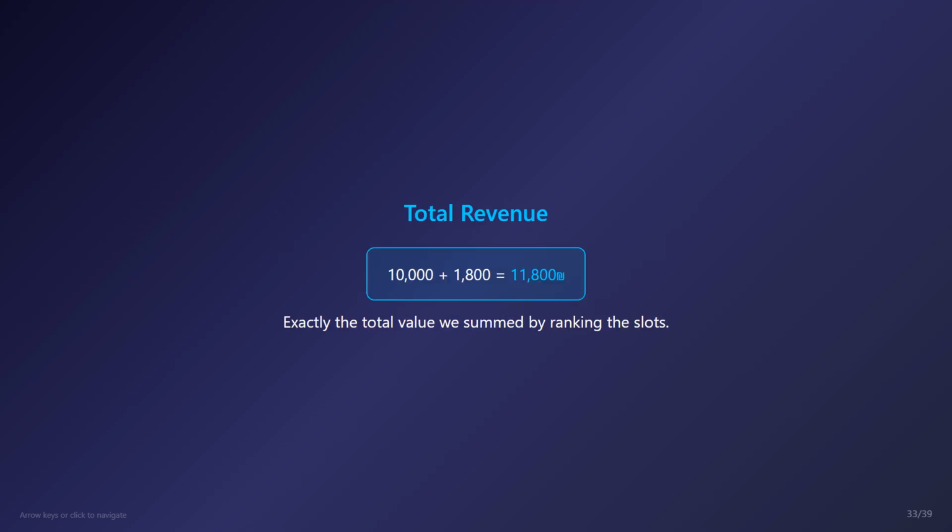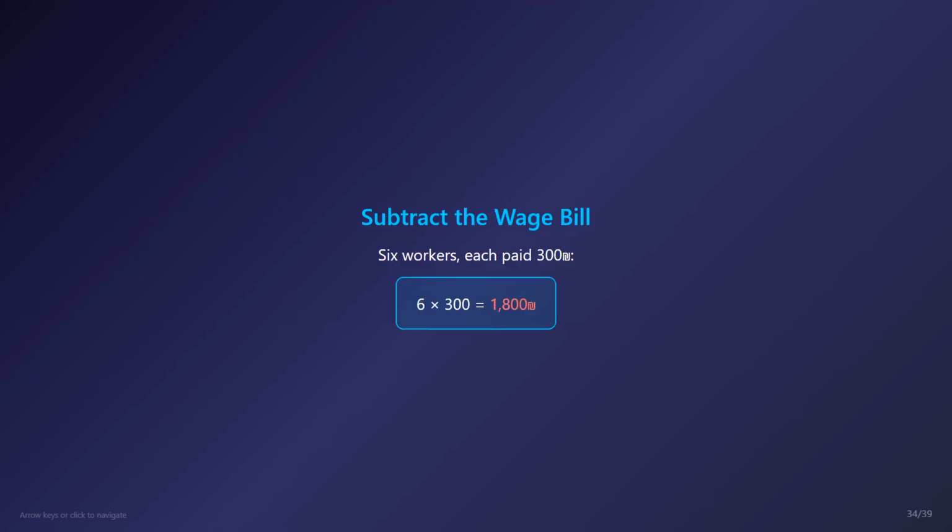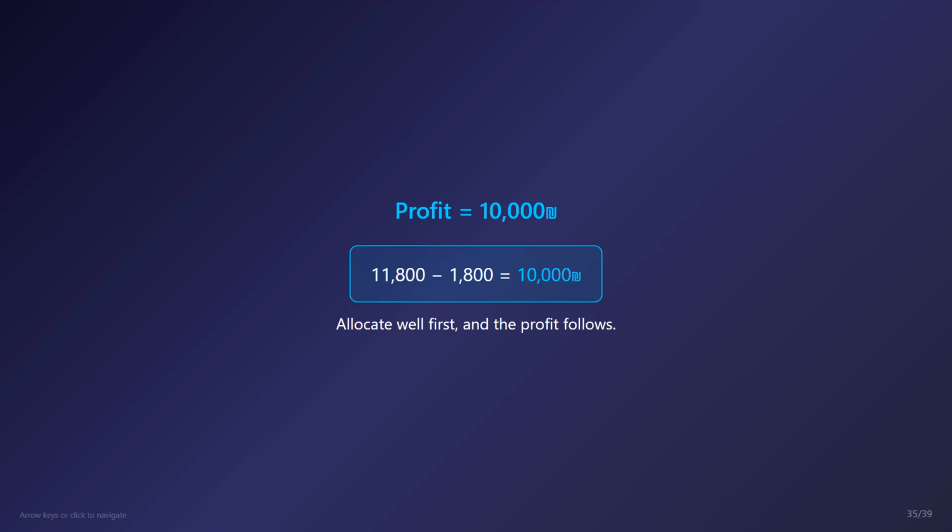Add the two fields together. 10,000 plus 1,800 gives total revenue of 11,800 shekels. And notice, that is exactly the total value we got earlier by summing the ranked slots. The two methods agree. Now subtract the cost of labor. We employ 6 workers in total, each paid a wage of 300 shekels. That's 6 times 300, or 1,800 shekels in wages. So the producer's profit is 11,800 minus 1,800, which leaves 10,000 shekels. Allocate the workers well first, and the maximum profit simply follows.